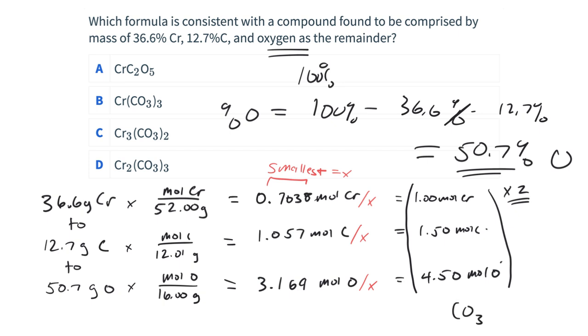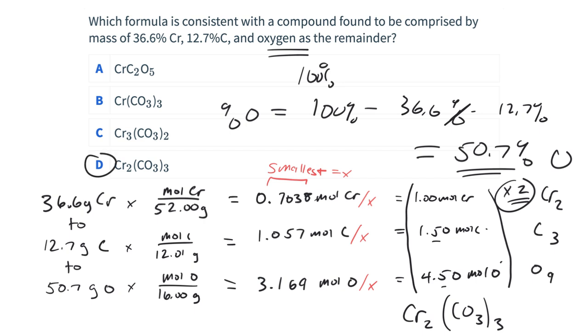So that's looking like CO3 in the middle, so it looks like carbonate. But then to get these 0.5s to whole numbers, I need to double all of them. So that's going to take me to chromium 2, C3, and then O9, once I double all of them to get whole numbers. Now the C3O9, what that is going to look like is three CO3 2-. So that gives us our 9 oxygens and our 3 carbons, and then our 2 chromiums.